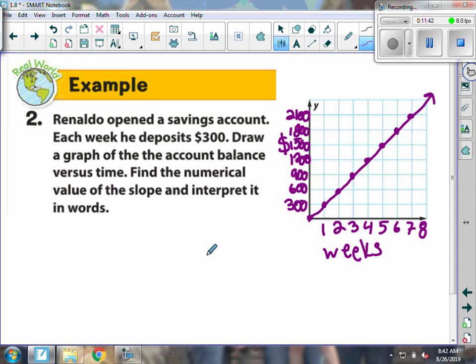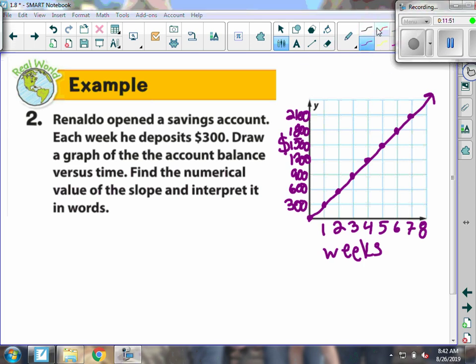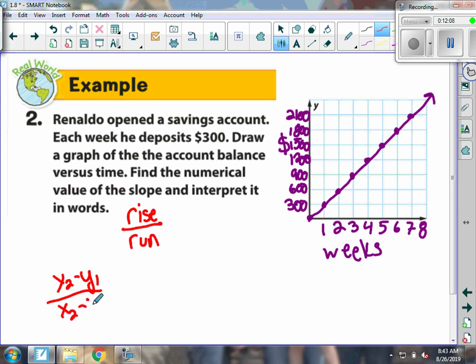Okay. So we need to find the numerical value of the slope. There's a couple ways that we can do that with this one. Okay. So we can use the rise over run, or we could do our change in y over our change in x. So y2 minus y1 over x2 minus x1. I'm going to show you both methods.